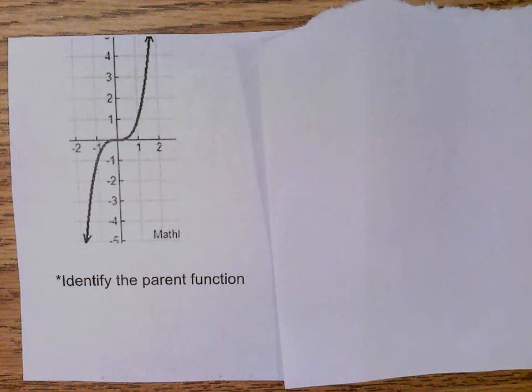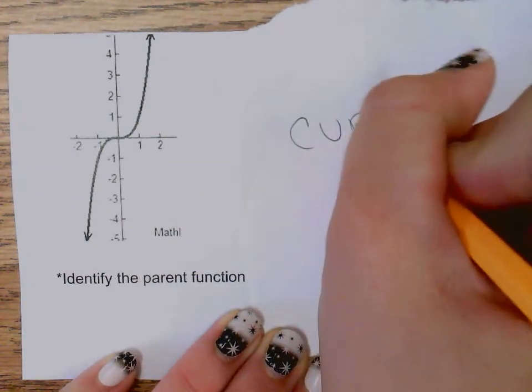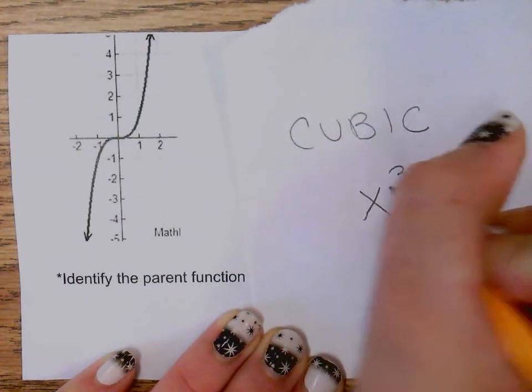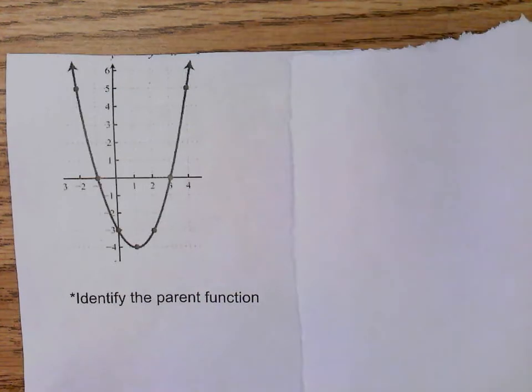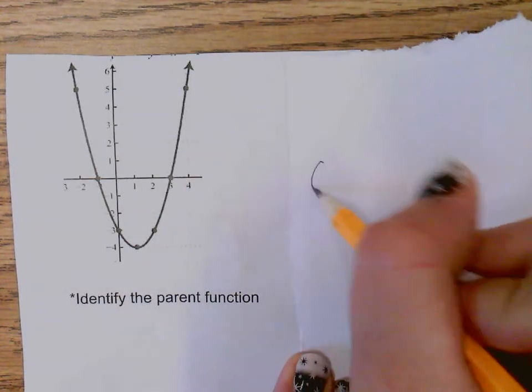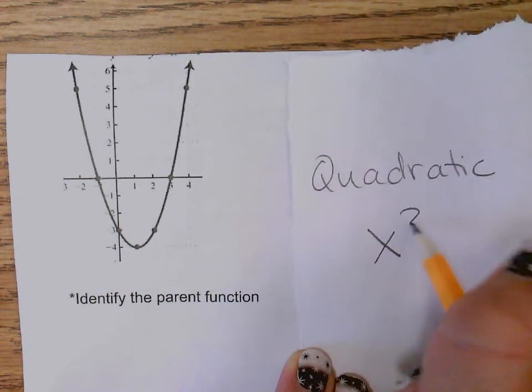What is the name of this function? Yep, so it's cubic, and you could also write x cubed. So that's on the back of that card. Does everyone have that card? Write cubic and write x cubed. I'm just going to pause. And it is named the quadratic, and x squared is its function.